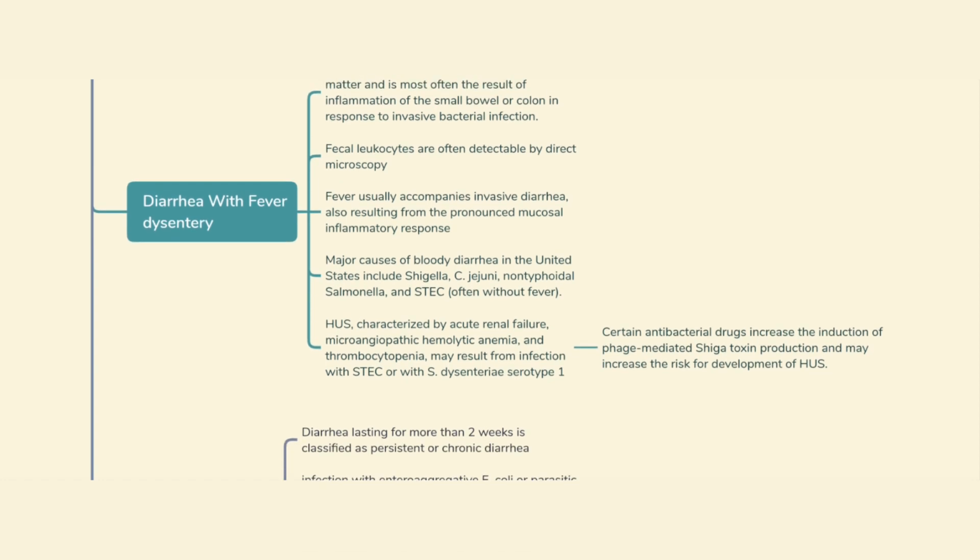We'll have the specific triad, which is fever, hemolysis anemia, and acute renal failure. Any patient with fever, acute renal failure, and hemolysis should be checked for hemolytic uremic syndrome. This microangiopathic hemolytic anemia and thrombocytopenia is usually caused by Shigella dysentery serotype 1. This will have its own video within the diarrhea with fever or dysentery video, which will come later in this series.